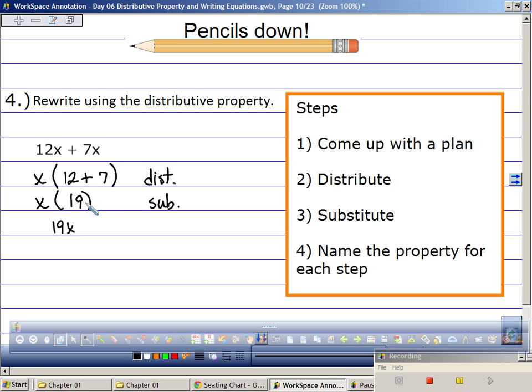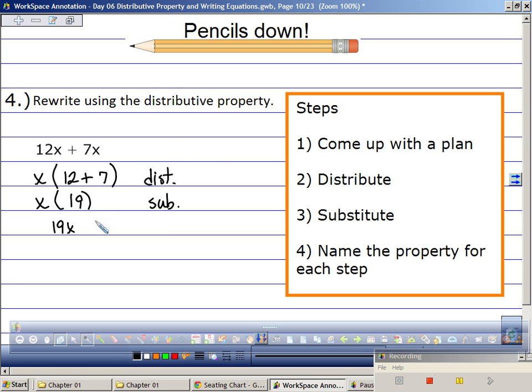What property says instead of x times 19, I have 19 times x? No. Anybody know what property tells me, Johnny, what property tells me I can write x times 19 as 19 times x? What property tells me I can do that? Maybe Joshua can help you. No, distributive property doesn't tell me I can rewrite this.